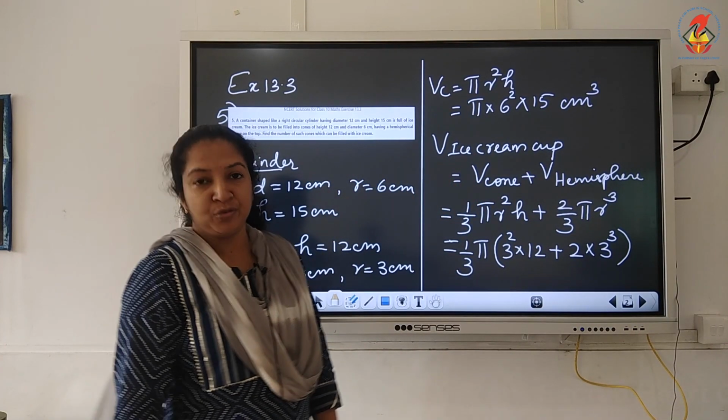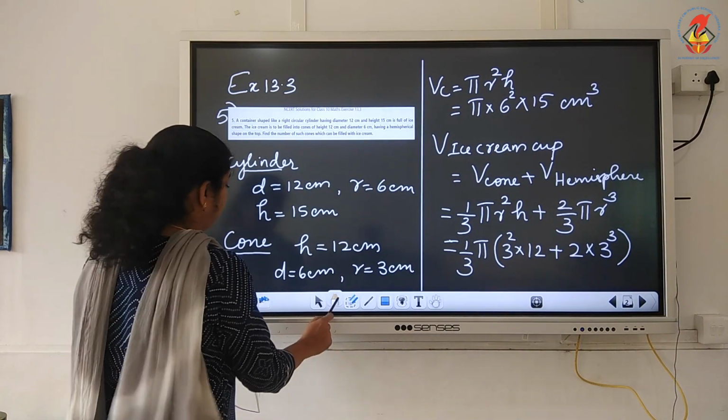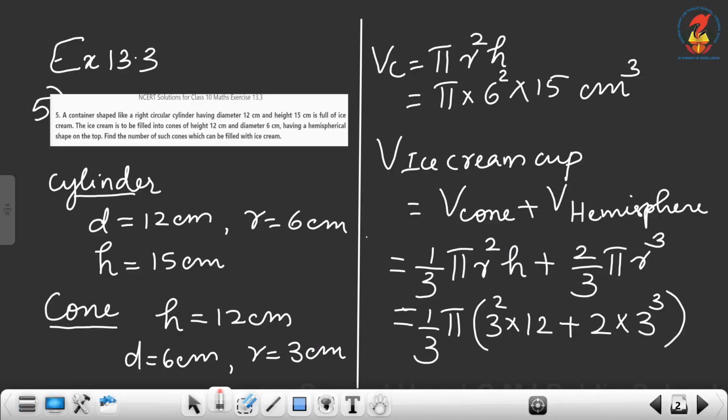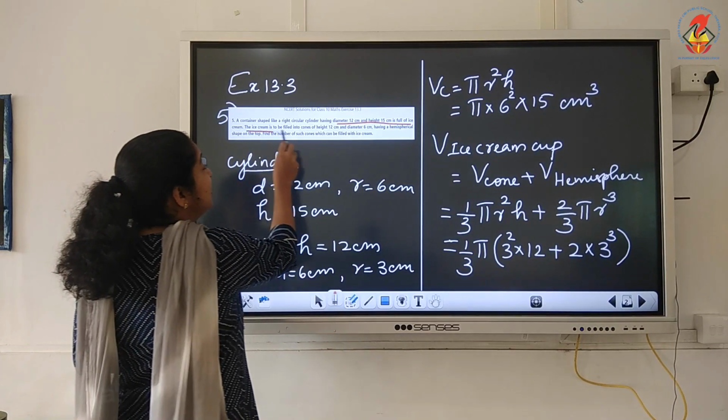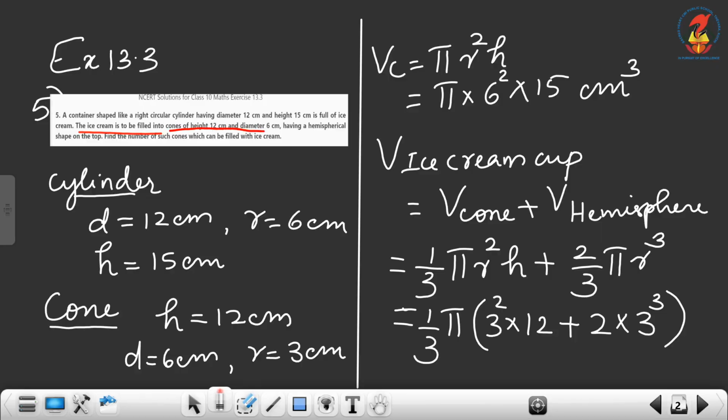Exercise 13.3, fifth question. A container shaped like a right circular cylinder having diameter 12 centimeter and height 15 centimeter is full of ice cream. The ice cream is to be filled into cones of height 12 centimeter and diameter 6 centimeter having a hemispherical shape on the top. Find the number of such cones which can be filled with ice cream.